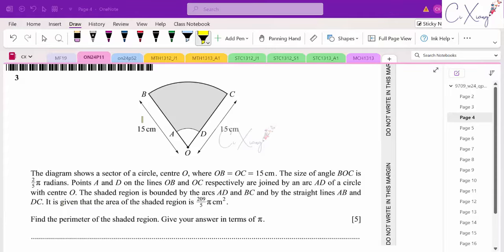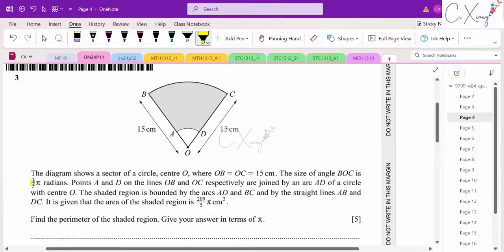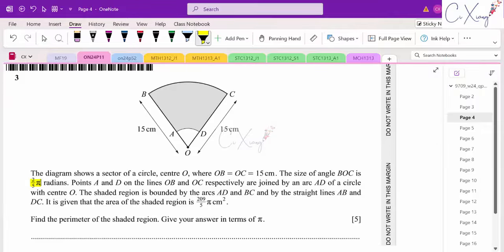Question number 3, we are given a diagram. It shows a sector of a circle with the center O, where OB and OC are equal to 15. The size of the angle BOC is 2 pi over 5 radians. Okay, then the points A and D lie on the lines OB and OC respectively. Then it is actually an arc of a circle with the center O as well.